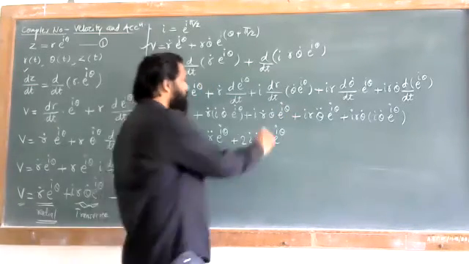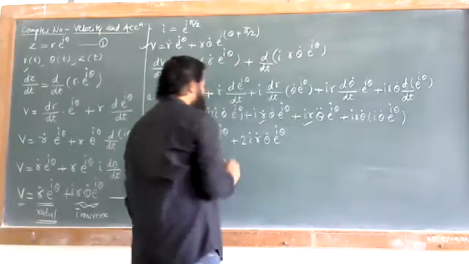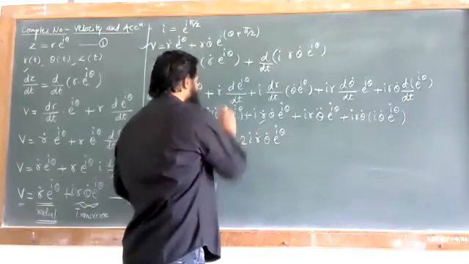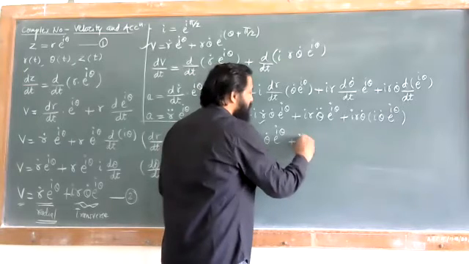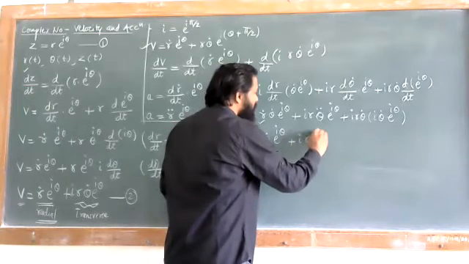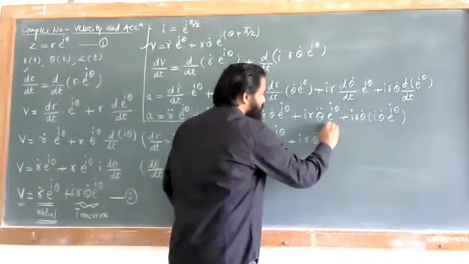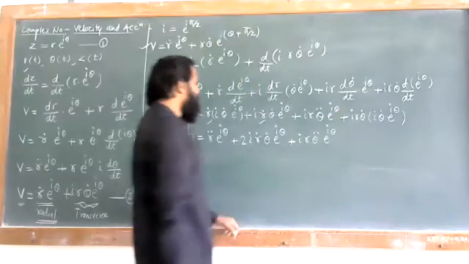So we got one term, we got one term, not this one, this one. So plus this is i r theta double dot into e raised to i theta.